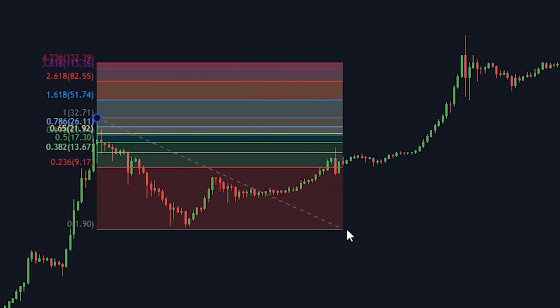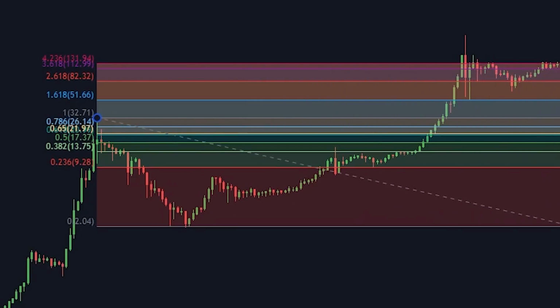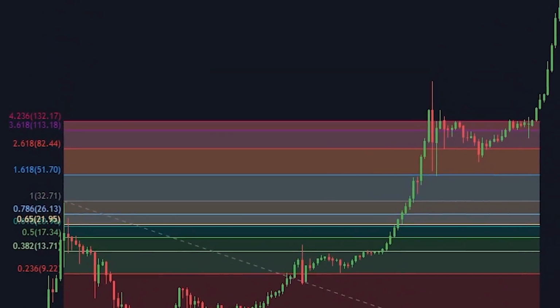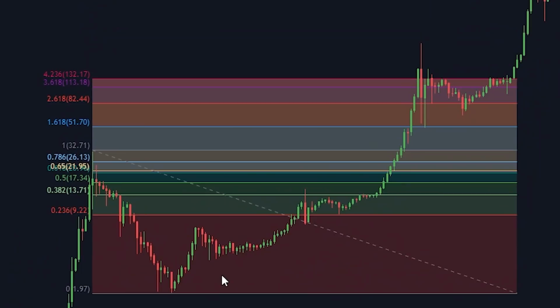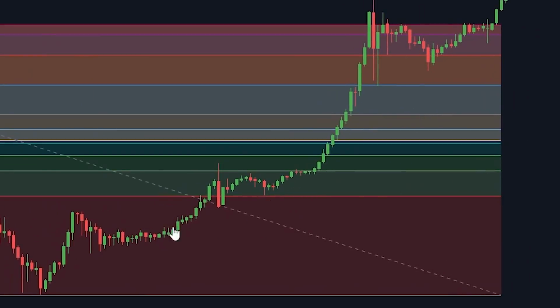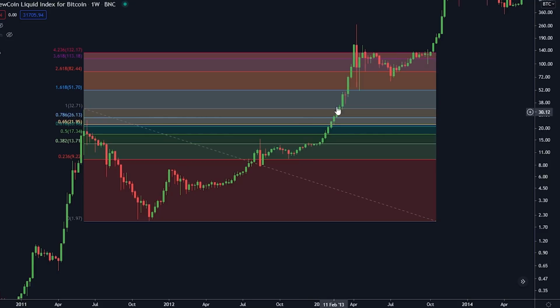Now we extend this Fibonacci retracement tool. And what you can see right here is a couple of things. The first thing you can see is that we very clearly respected many of these levels. But the most important thing is that once we went into this massive parabolic phase, this is what happened.